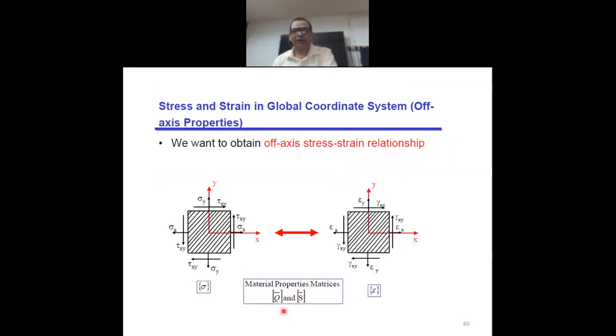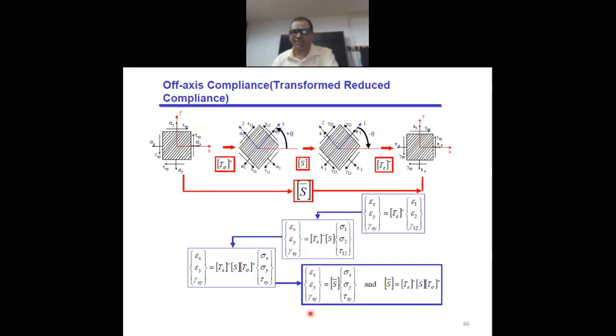For example, Q bar and S bar are such matrices for off-axis direction. That is, Q bar is the reduced stiffness matrix for off-axis and S bar is the reduced compliance matrix for off-axis. If theta is 0, Q is same as Q bar, S is same as S bar. If theta is not 0, Q is different from Q bar, S is different from S bar. And this is one such exercise.